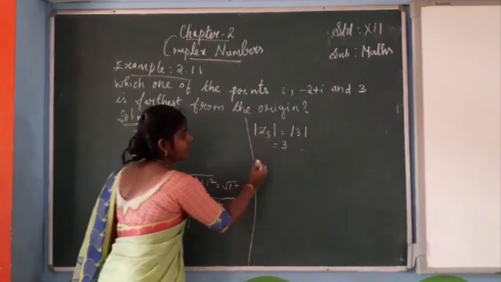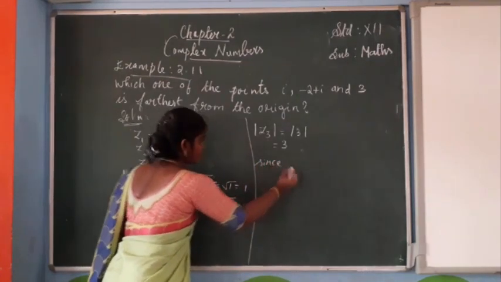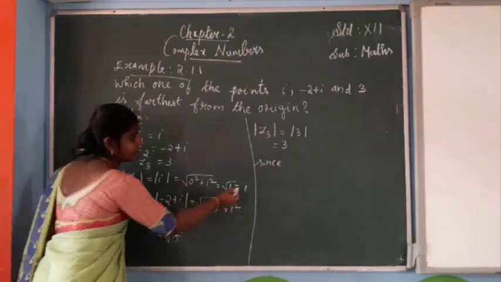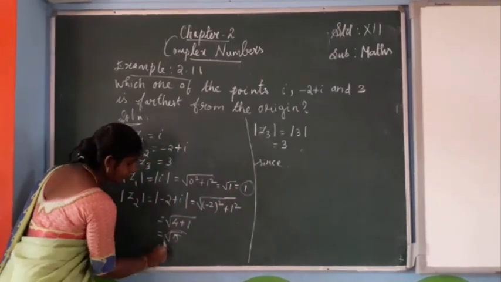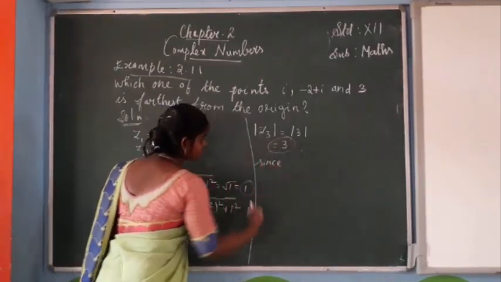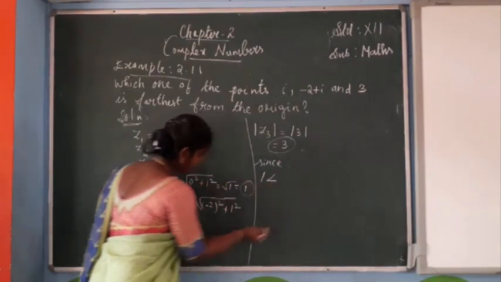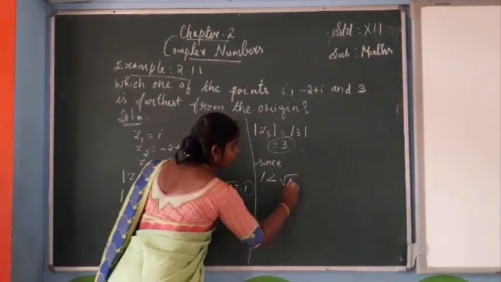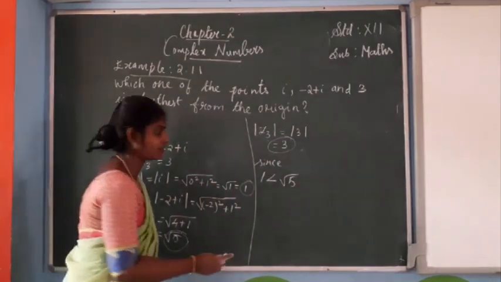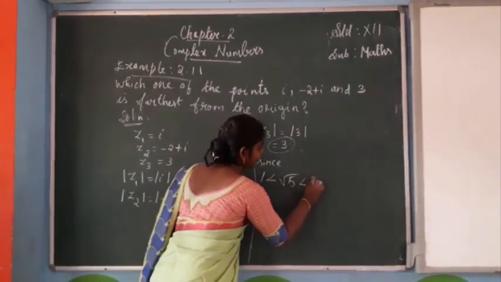Then we have to find modulus Z2, modulus of minus 2 plus i, that's equal to root of minus 2 square plus 1 square, that is equal to root of 2 square value is 4, 4 plus 1, that's equal to root of 5. Next we have to find modulus Z3, that's equal to modulus 3, the value is 3. So you got 3 values, since 1 is less than root 5, which is 2 point something value, so less than 3.